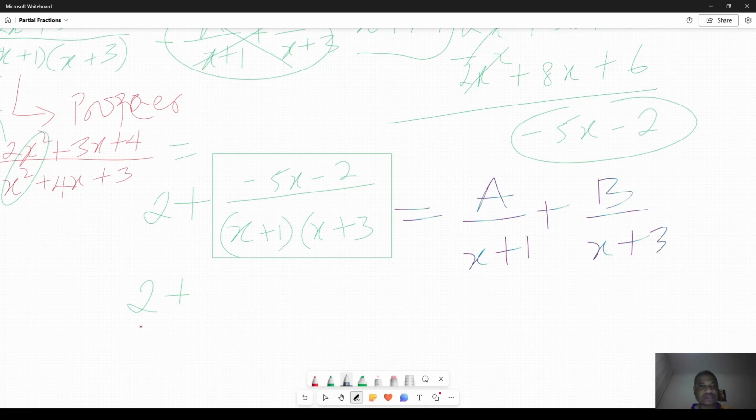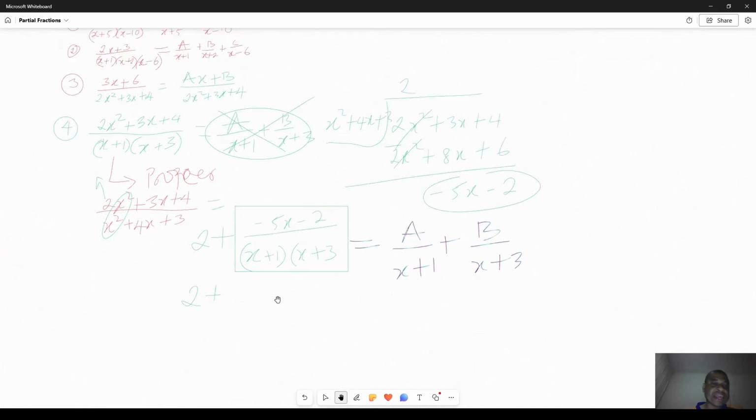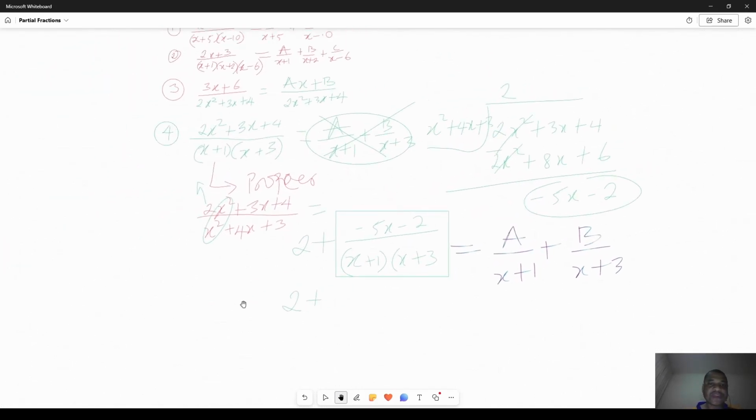Make sense? So don't forget, before you make anything a and b, check if it can be simplified. Doesn't matter. Check the highest power. That will be my a. People use this as a, then b and c. Doesn't matter. So now you got this.